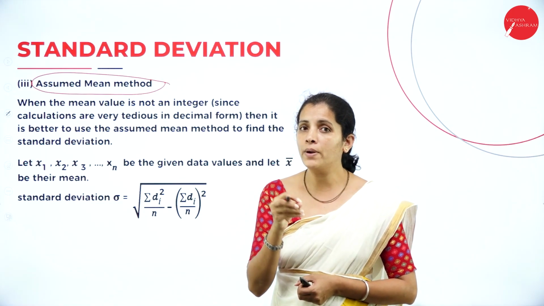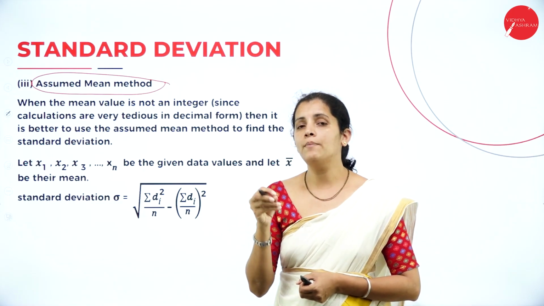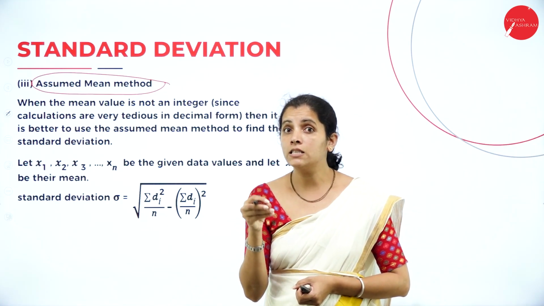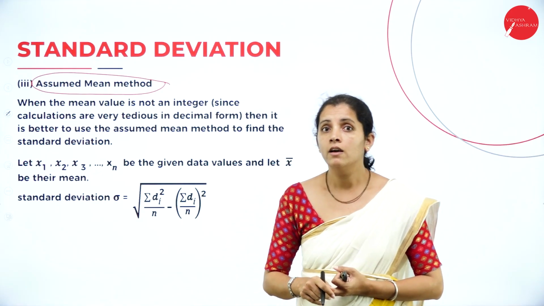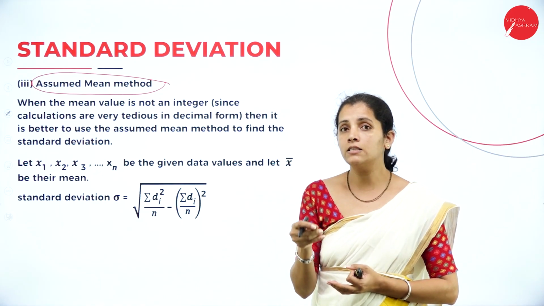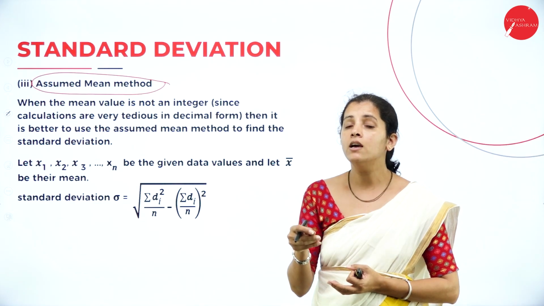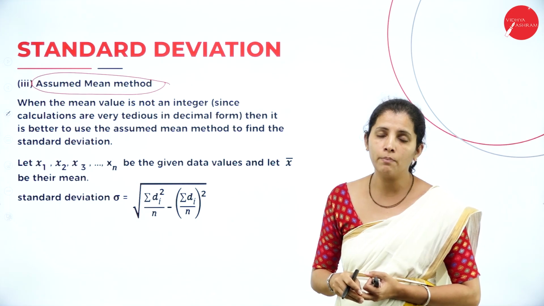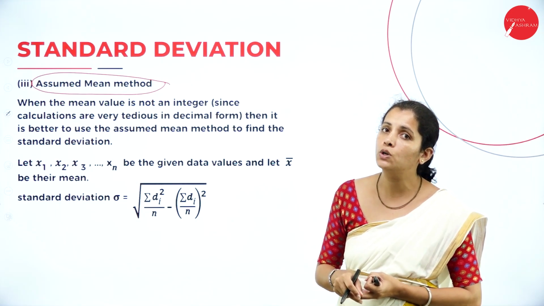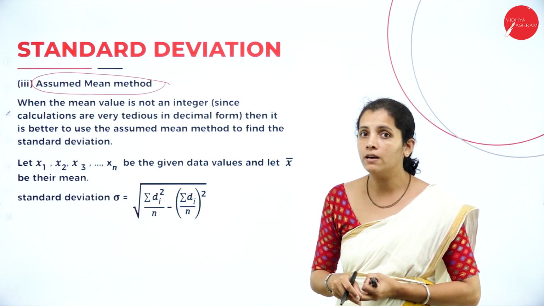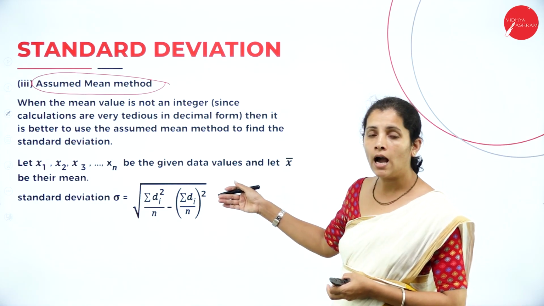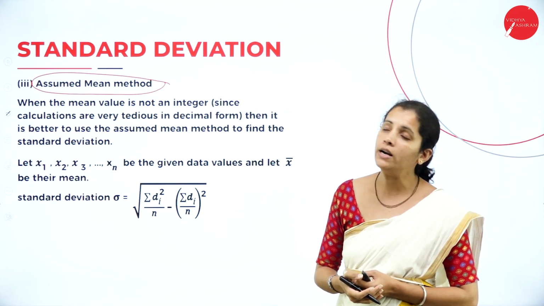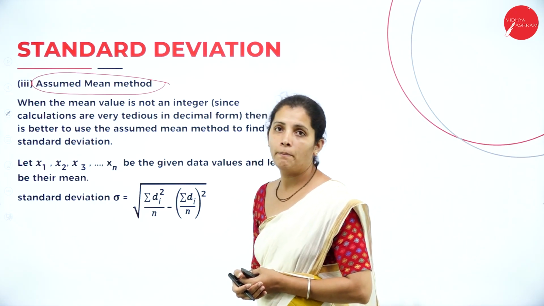If I consider the previous example, I am going to have the mean value. And there are certain times I am going to get a fractional mean, in the sense, a mean with decimal points. By using this, it's very difficult to calculate. So what I'm going to do is just assume the value. For that reason, it is called the assumed mean method.